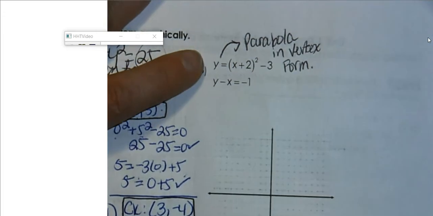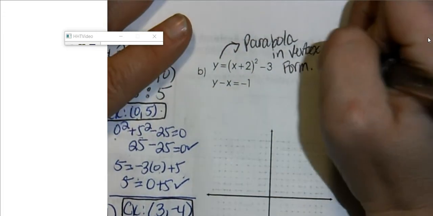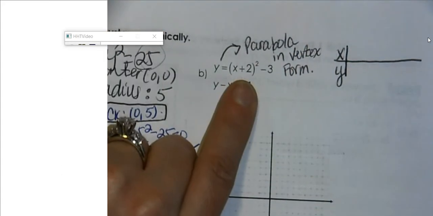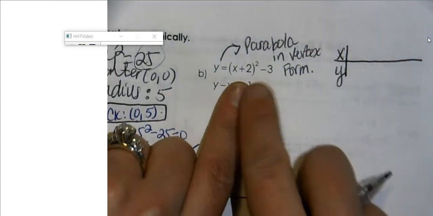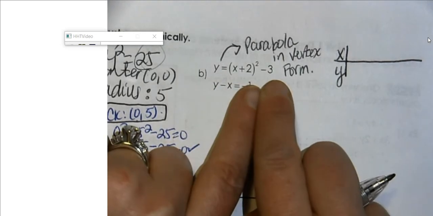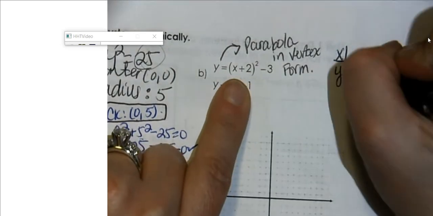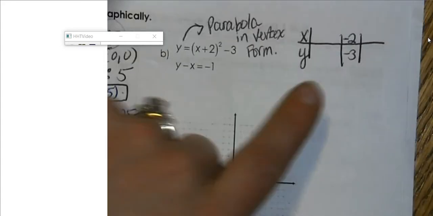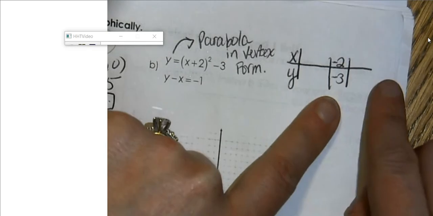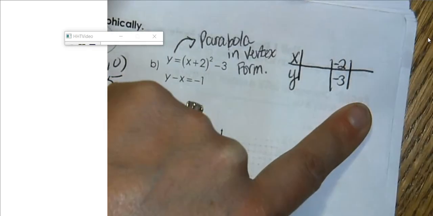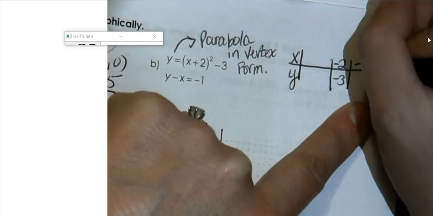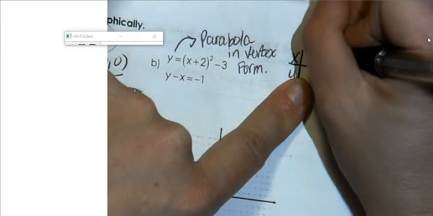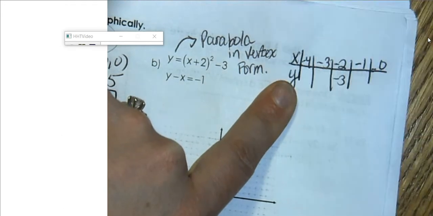So what we can do really quickly is we can create a table of values. And what's really nice is that we know what our vertex is. Our vertex is the opposite of what we see, and then exactly what we see. So that is negative 2, negative 3, and I'm going to put it into the center of my table. And then I'm going to select values on both sides of my x values. So I'm going to let x equal negative 1. I'm going to let x equal 0. I'm going to let x equal negative 3, and I'm going to let x equal negative 4.